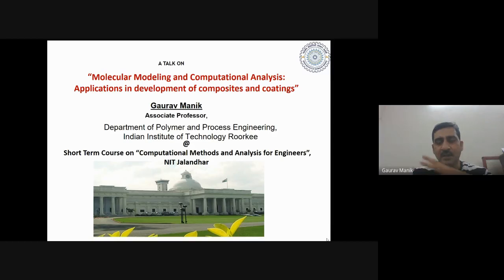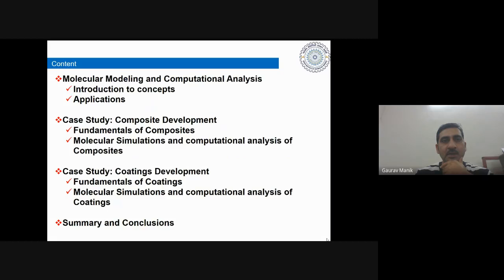So first, I'll try as much as possible to make you understand what are these computational tools available that can solve many of the problems. So that's the introduction, and this is the content part, and we're going to talk first about the molecular modeling and the computational analysis part. We'll speak about some of the concepts and then some of the general applications.